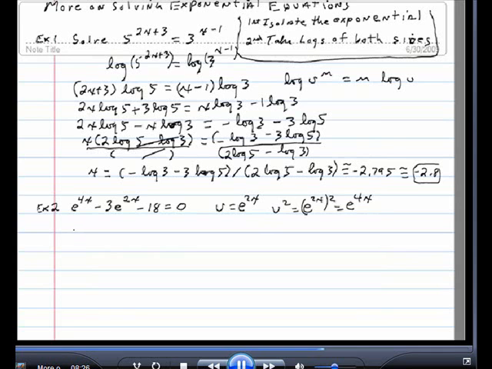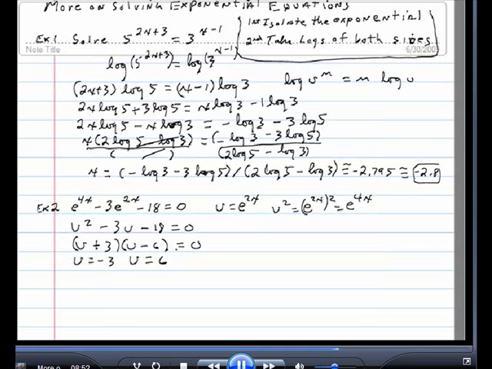So this original equation is in the form u squared minus 3u minus 18 equals 0. That factors quite easily. We need a negative 18 on the end with a negative 3 in the middle, so I'll say a negative 6 and a positive 3. And that gives me u equals negative 3, u equals 6.